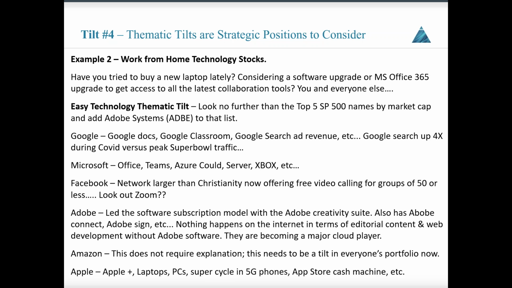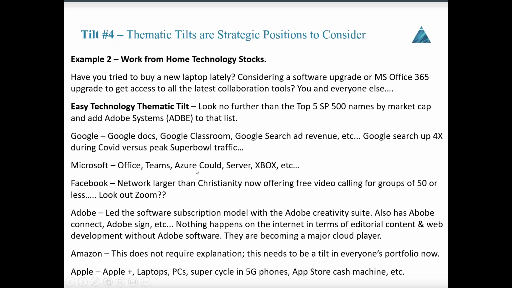This week, we're going to get a lot of these names reporting, the big tech. Google already reported. Google search is up 4 times during COVID relative to peak Super Bowl traffic. They killed it last night, 13% ad revenue growth. Google Docs, Google Classroom, Google Search. This is an easy thematic tilt, right? We've already talked about the need to get exposure to the tech names, not just any tech names, the top 5, along with any tech names that are obviously in the earnings certain portfolio, okay?